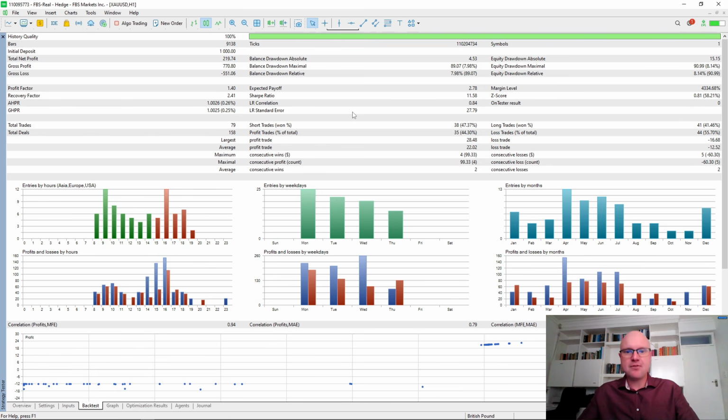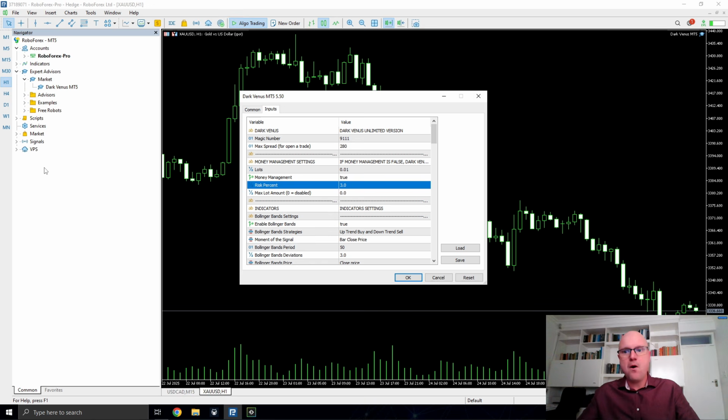So now that we've looked at the nuts and bolts of the set file, and we see that in the past it's been profitable, I'm going to show you next how to implement the strategy on a 3-digit account. So what we'll be doing next is heading to my virtual private server or VPS where I'm running my RoboForex account. And on here, I've already opened the XAUUSD on the hourly time frame. And after attaching Dark Venus to the chart, we can now adjust the settings for a 3-digit broker.